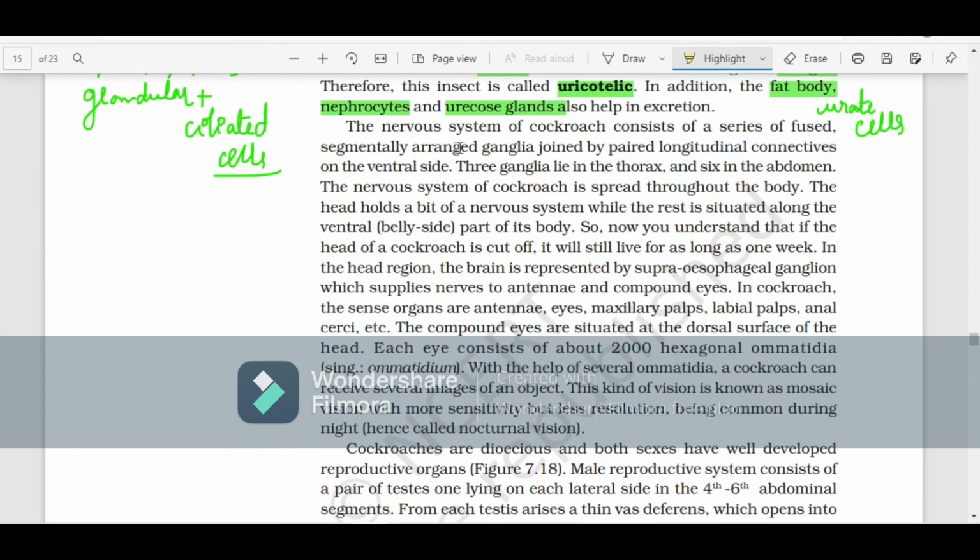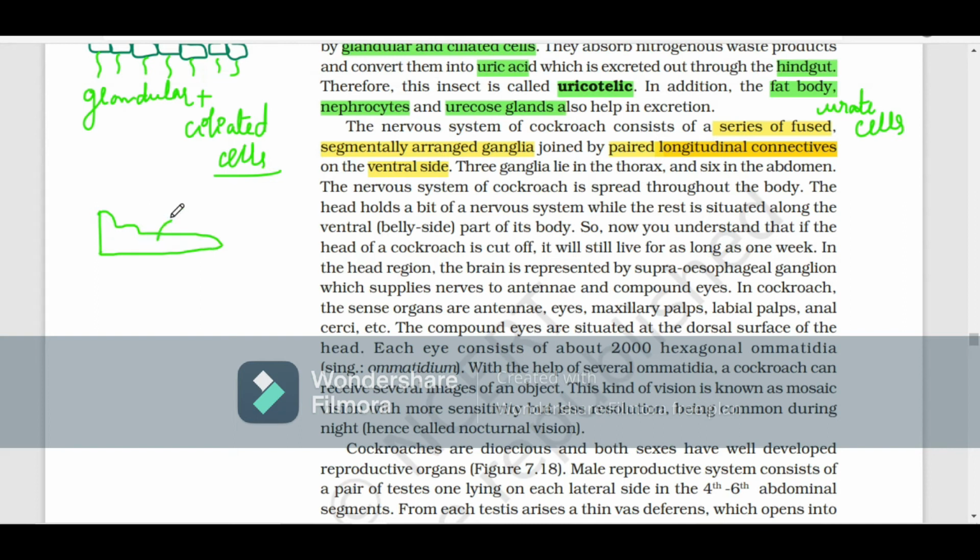The nervous system of cockroach consists of a series of fused, segmentally arranged ganglia joined by a pair of longitudinal connectives, to be noted, on the ventral side of the body. So in the structure of the cockroach, on the dorsal side you'll find the heart, and on the ventral side you'll find the nerve cord.